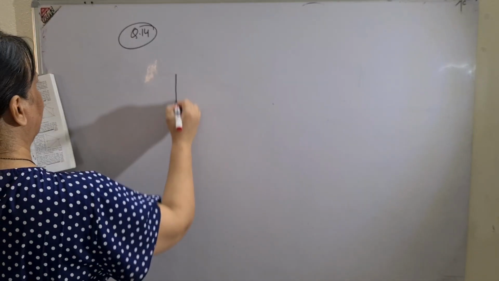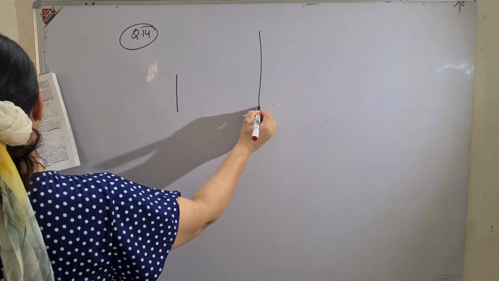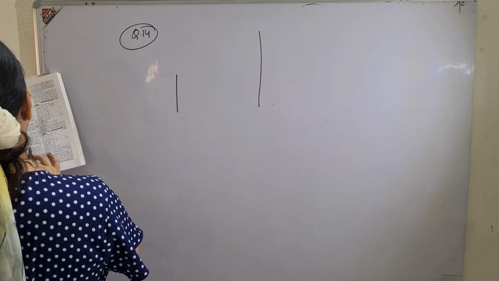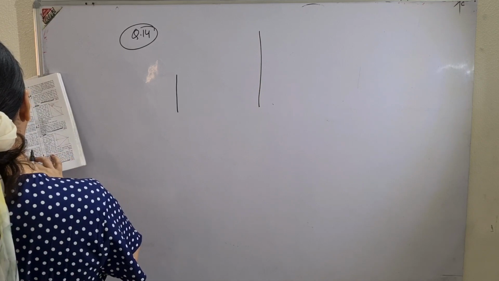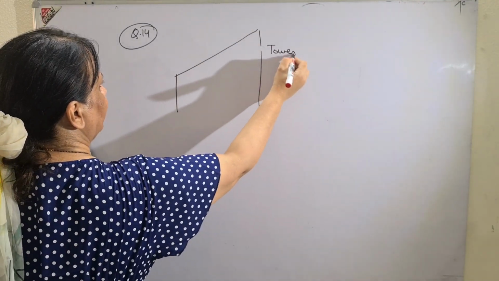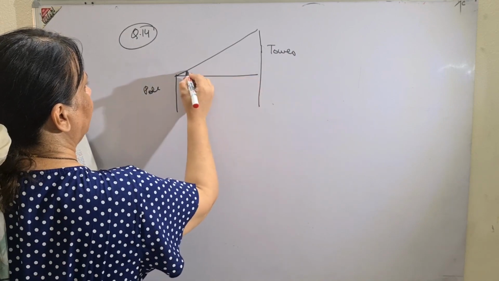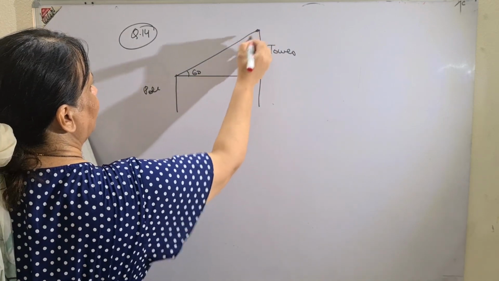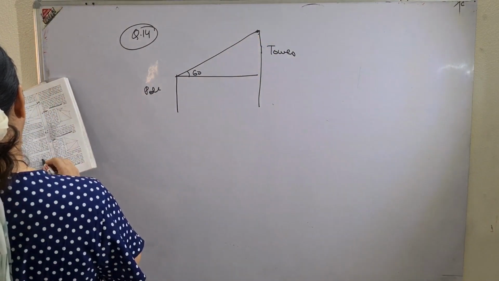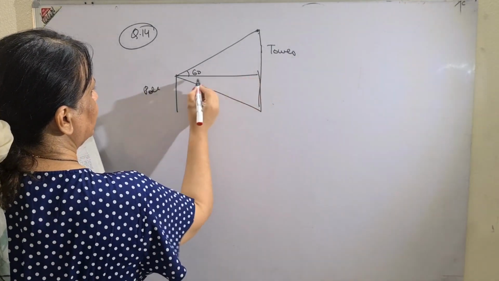A vertical pole and a vertical tower on the same level ground in such a way that from the top of the pole, the angle of elevation of the top of the tower is 60 degrees. This is tower. This is pole. And angle of elevation from the top of the pole of the top of the tower is 60 degree. And he says the angle of depression of the bottom of the tower is 30 degrees.